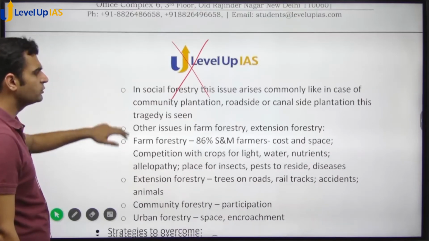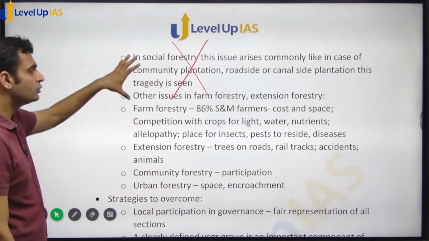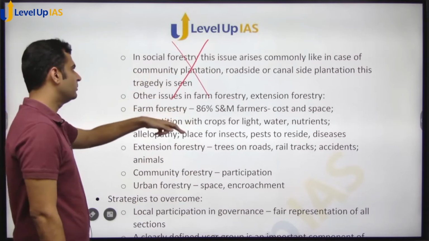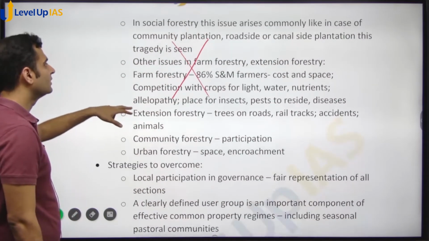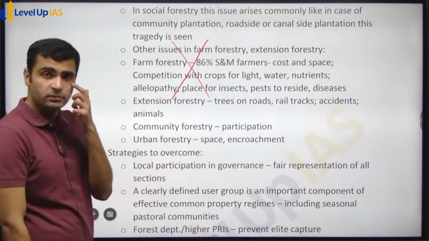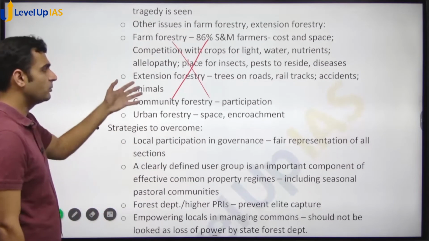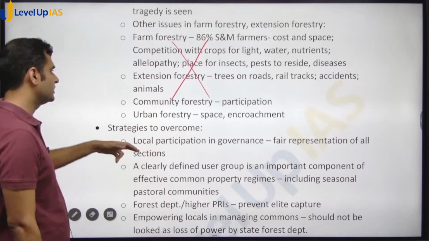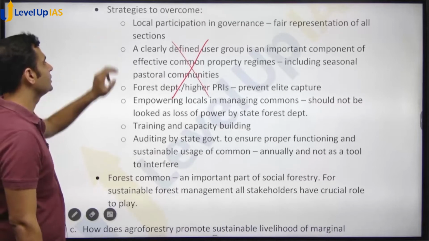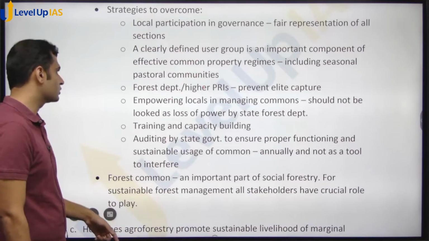And other problems in social forestry which are not asked, but I'm just telling you what you should not write in this. So social forestry, community plantation, roadside plantation, tragedy of commons, you can see that. Then the issue of farm forestry you can write, because farm forestry is very much part of social forestry. Then farm forestry problems and extension problems of extension forestry, community forestry, urban forestry. These are all problems in social forestry, but these are not problems of commons in social forestry, because commons is a very different concept in social forestry.